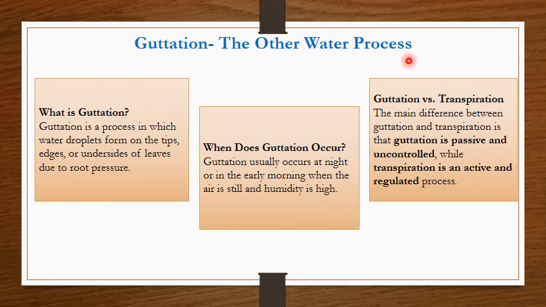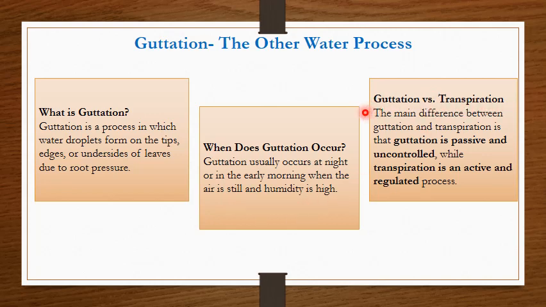Guttation, the other water process. What is guttation? Guttation is a process in which water droplets form on the tips, edges or undersides of leaves due to root pressure. When does guttation occur? Guttation usually occurs at night or in the early morning when the air is still and humidity is high.